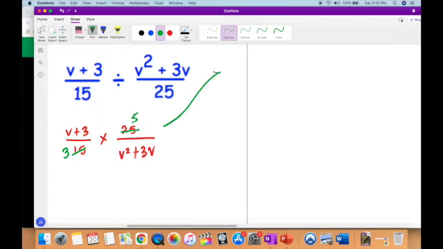So now what do I have? I have v plus 3 all over 3. And these 3s, you can't do anything with that. So don't be saying you can cancel off 3s. No, you can't do anything with that. You have to take this as one thing, right? That numerator, v plus 3, is all being divided by this one 3, right? And that is being multiplied by 5 all over v squared plus 3v.